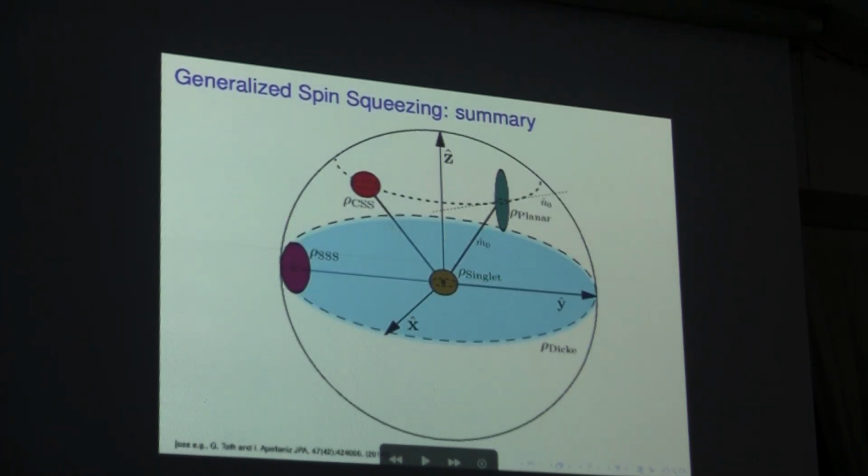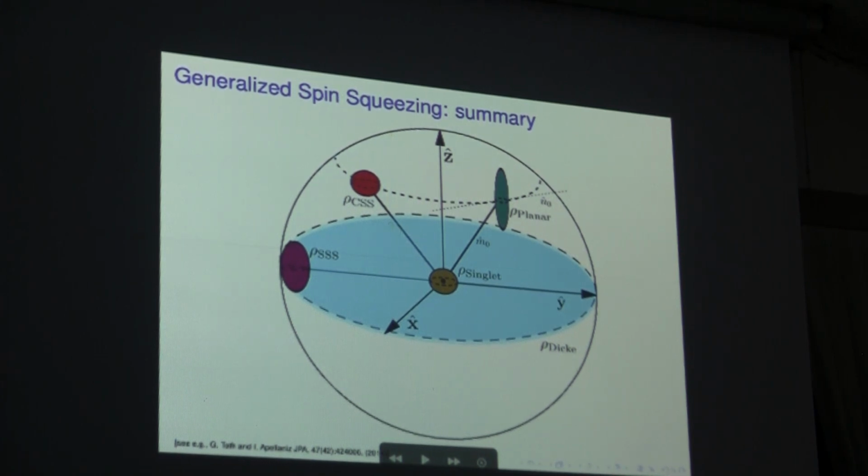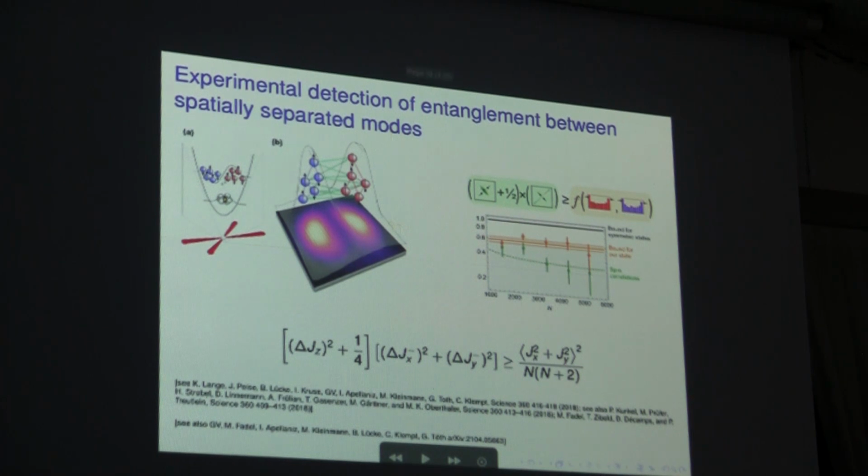And okay, this is just a panorama of many possible states you can detect with this. And all of them are sort of generalizations of the original spin squeezed state and can be used especially for metrological applications, but also in general for quantum technologies.